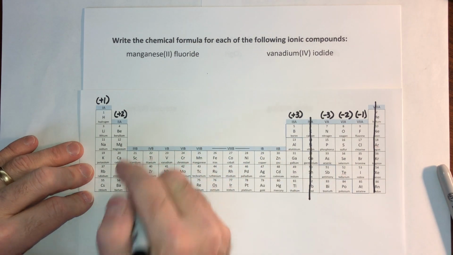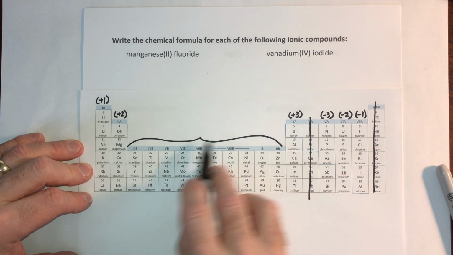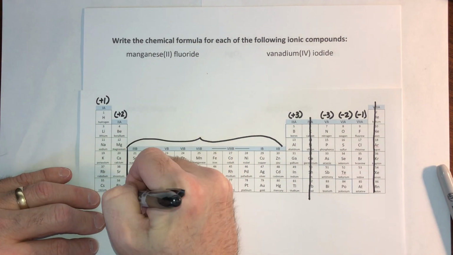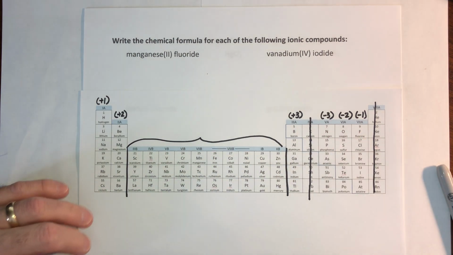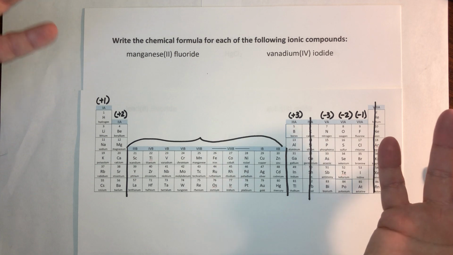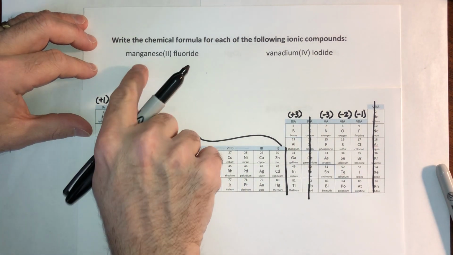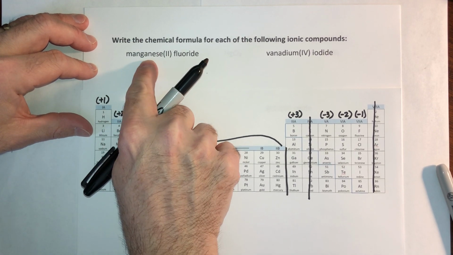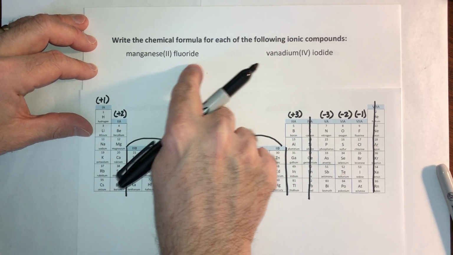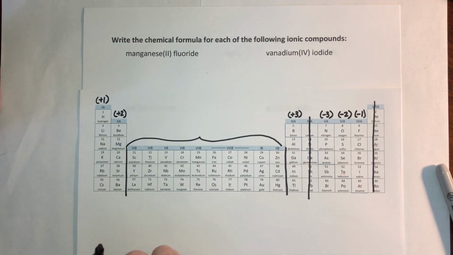These here are my transition elements right here in the middle. And for the most part, those are the ones that need Roman numerals. Okay, from here to here. So let's do what we did when we were naming the A group ionic compounds. We're going to write the ionic formula for the first ion, we're going to write the ionic formula for the second one, and then we're going to put them together.